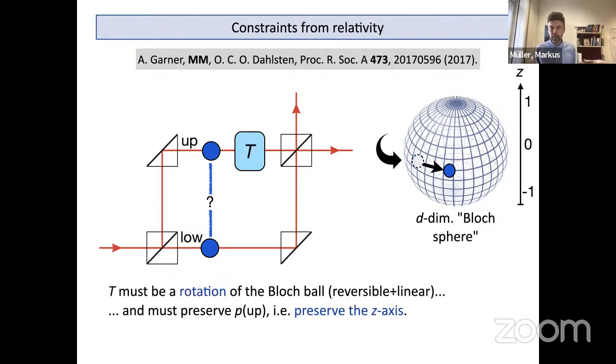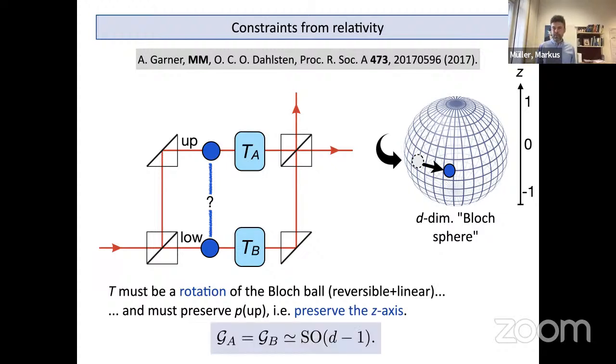Whatever that is, in the Bloch ball picture, it would have to be described by some rotation of this Bloch ball. Like unitaries do for a qubit, it would have to preserve the state space, and you could also reverse it. Also, it shouldn't change the probability of finding a particle up or down, but this means that it must preserve the z component. So it must preserve the z axis of your Bloch ball. Right? You can think of doing the same thing on B. So another physicist, Bob, is now close to the lower branch. And if that's really all the constraints that you have, then on A and on B, what you can do as transformations is just all the rotations that fix the z-axis. So it's basically the rotation group of dimension D minus one, one dimension less than the Bloch ball.